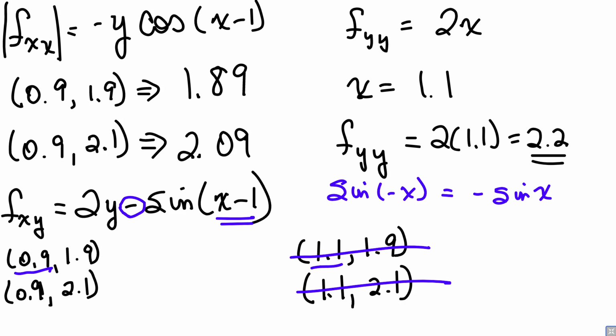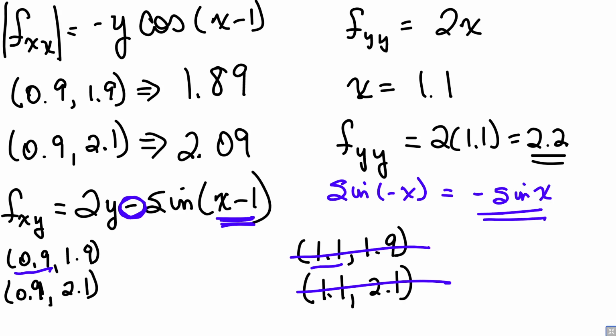Whereas if I put in 0.9, this is going to make this negative. But by the odd and even identity, it's going to make the angle positive and the sign in between them positive. So it's actually going to make it larger. So this is why I'm only going to look at these two.